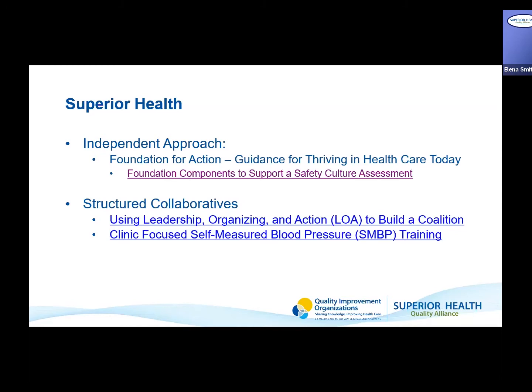The next thing that we'll have are some additional structured collaboratives. The first one, as Barb has mentioned, is using Leadership, Organizing, and Action, or LOA, to build a coalition.